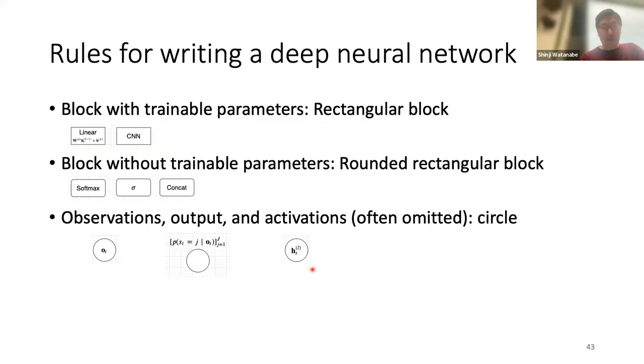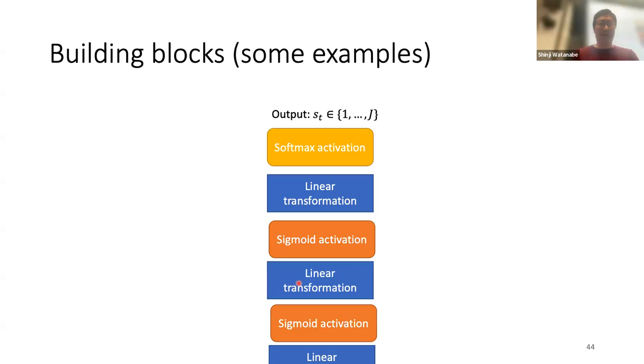In my lecture, by the way, I try to use a rectangular block when there are trainable parameters, and a rounded rectangular block when it is without trainable parameters, like sigmoid, softmax, sine, cosine, log, and so on. I try to keep it consistent, but if not, I apologize. Please point it out. And an observation or intermediate activation is written as a circle. Anyway, the neural network can be any kind of combination.